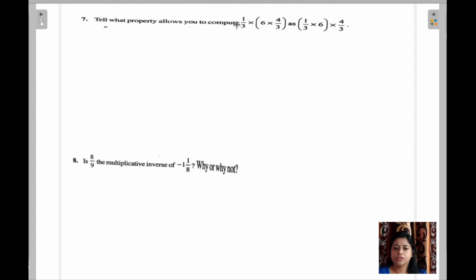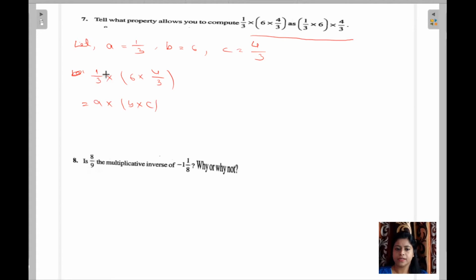Tell what property allows you to compute this. Here we have 1 by 3 multiplied by 6, multiplied by 4 by 3 in brackets. Let us make it simple form. Let A be 1 by 3, B be 6, and C equal to 4 by 3. The left hand side is 1 by 3 multiplied by 6, multiplied by 4 by 3, or A multiplied by B, multiplied by C. And on this side, 1 by 3 multiplied by 6 multiplied by 4 by 3, meaning A multiplied by B multiplied by C.